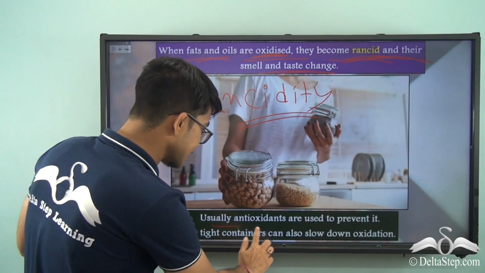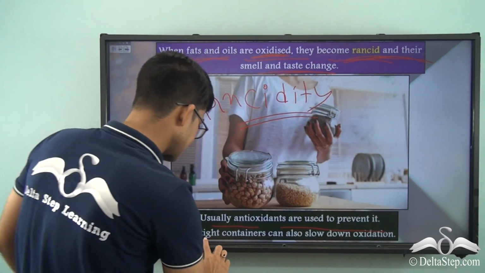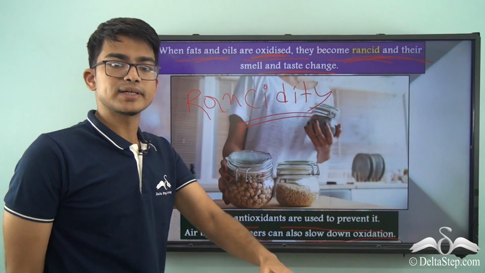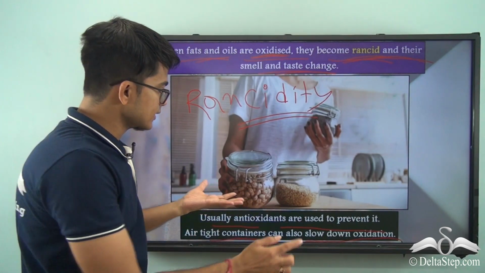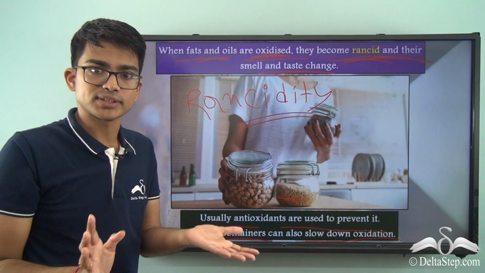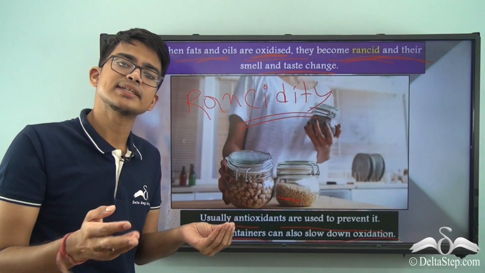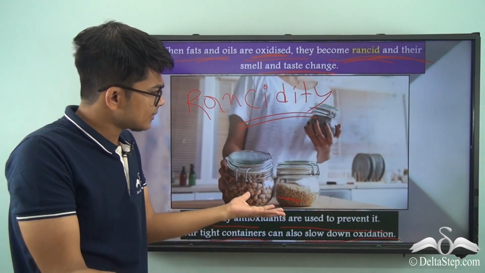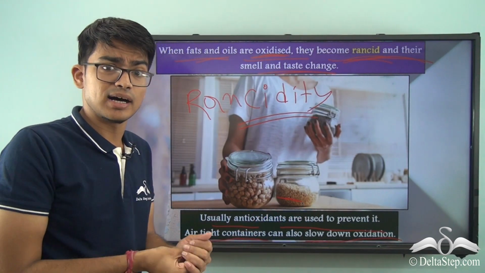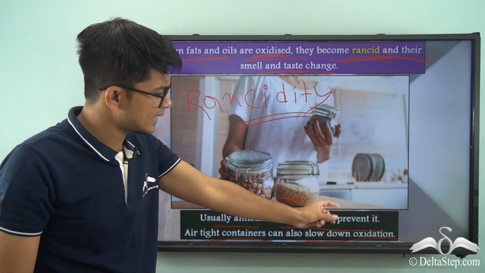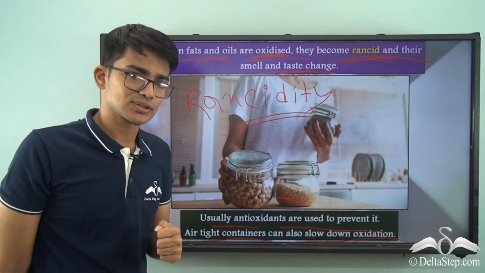Now usually antioxidants are used to prevent it. Airtight containers can also slow down oxidation. So definitely, when food is kept in the open and when it's kept in a container like this, there will be a difference in the rancidity process. In these containers the rancidity will take a lot of time, but when it's open or not that airtight, it will take very little time to become rancid and lose its actual quality.